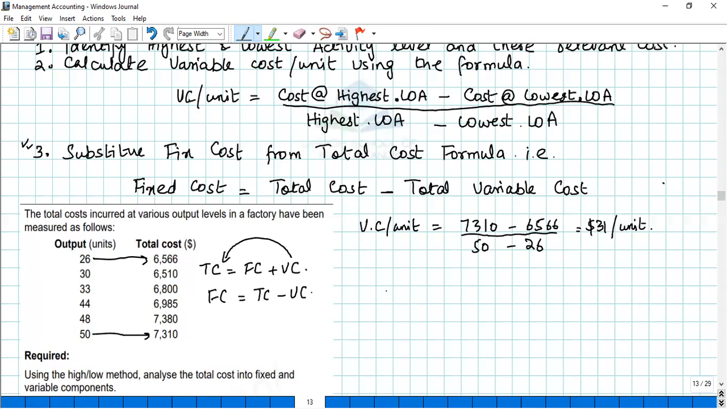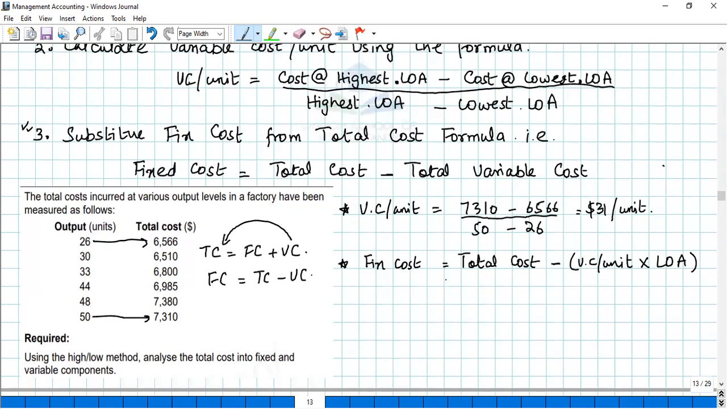So let me write down the formula here. This was the second step. This is the third step. Fixed cost is equal to total cost minus variable cost. And I can further open up the variable cost formula, that was variable cost per unit times the level of activity or activity level or number of units. They all mean the same thing, no difference.